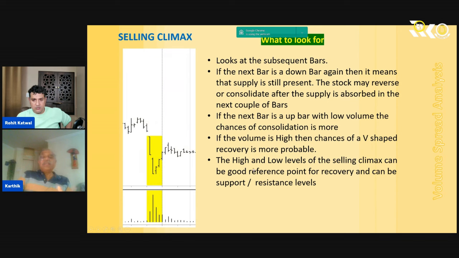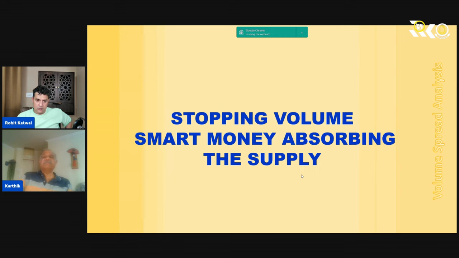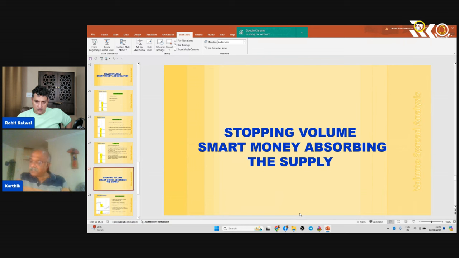Here again, the high and low of the selling climax are good reference points. Normally, once it crosses the high of the selling climax, it's a good point to buy. These are good points of support and resistance as well. So let's look at some examples. Let me see what I have.